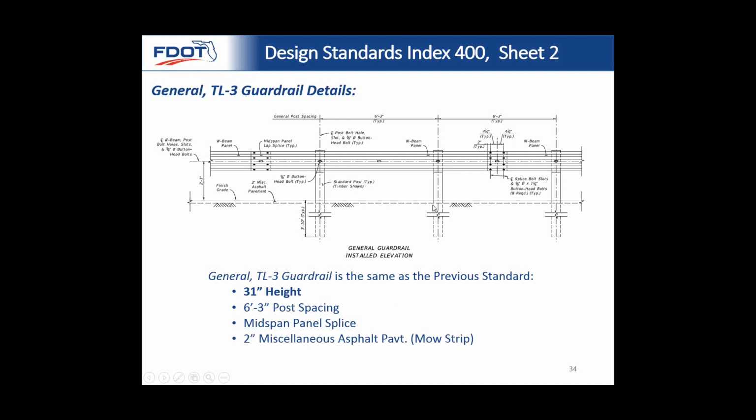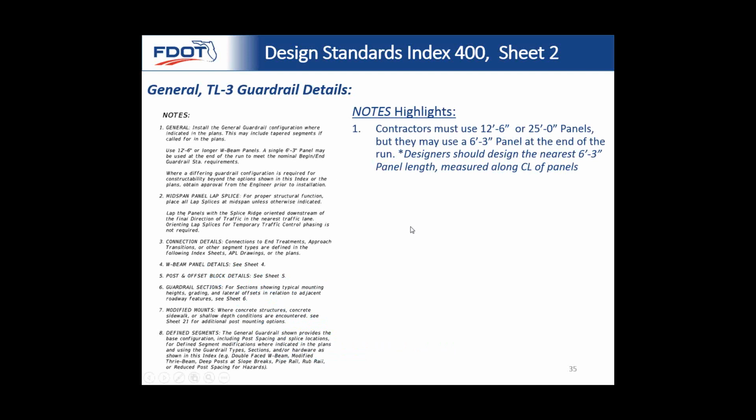We have our 2-inch miscellaneous asphalt pavement. That's the mow strip that's always required at the base, and then we have 1 offset block for posts. Quickly, I won't go through all these notes, but the main emphasis here is that designers really can design to the nearest 6-foot 3-inch panel length.